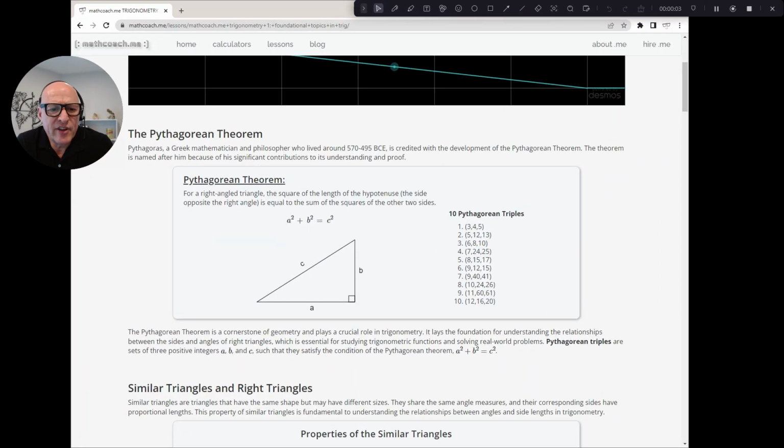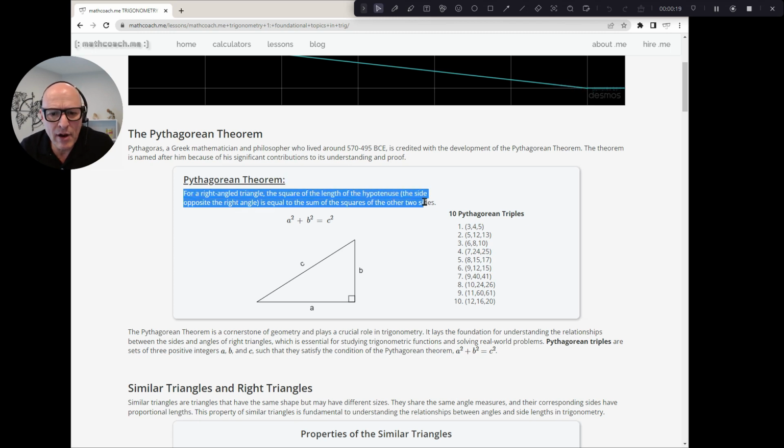The Pythagorean theorem is the most famous of all mathematical formulas and theorems. Not only is it the cornerstone of geometry, but it's also a foundational building block for trigonometry. The Pythagorean theorem states that for a right-angled triangle, the square of the length of the hypotenuse is equal to the sum of the squares of the other two sides.